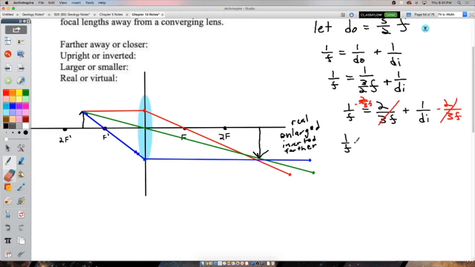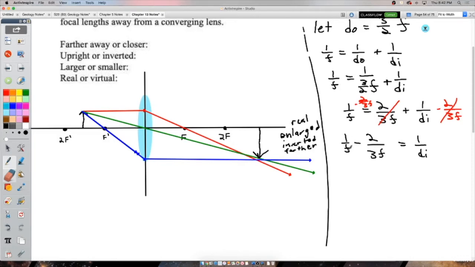So 1 over F minus 2 over 3F equals 1 over DI. Again, we need a common denominator here. Here we really need to use it because there's no numbers at all, right? So you can't just rely on your calculator. You have to be able to do this. So I can't do just 1 minus 2 because these aren't the same denominator, right? 1 over F minus 2 over 3F. I'd first have to get a common denominator.